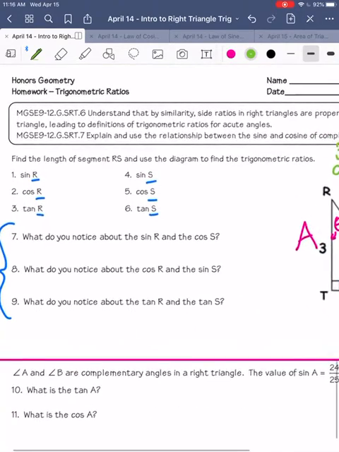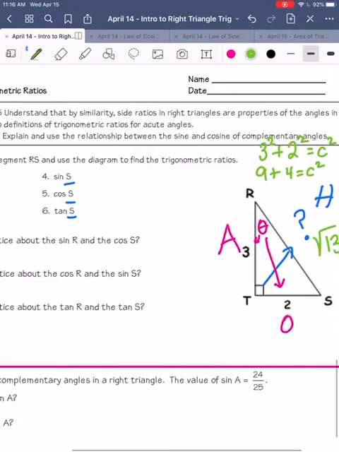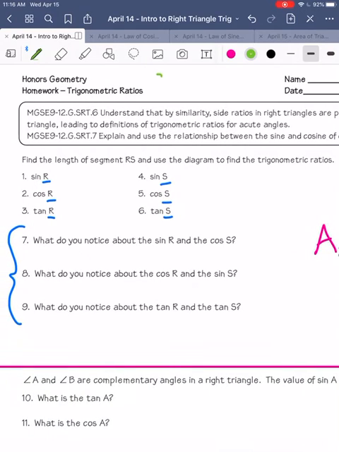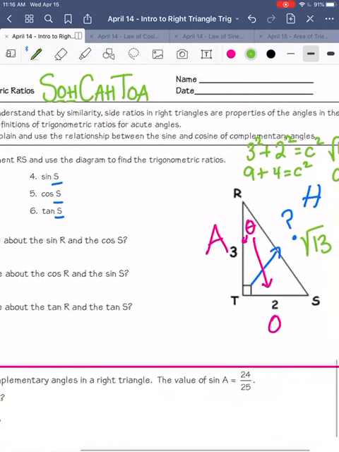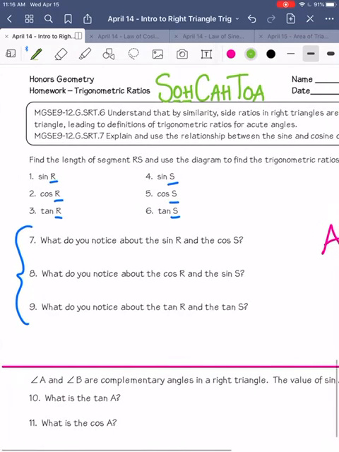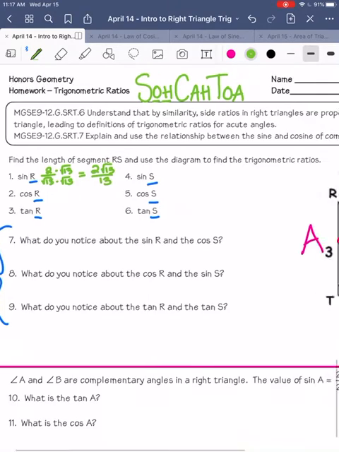So sine, let me zoom in a little bit. Sine is the O. Let's do a reminder. Let's do SOHCAHTOA. Like I said, that should kind of be written down each time. All right, so sine is O over H. So O is 2 and H is root 13. So 2 over root 13. And then we have to rationalize, which means get rid of that radical. So your final answer should be this, okay?